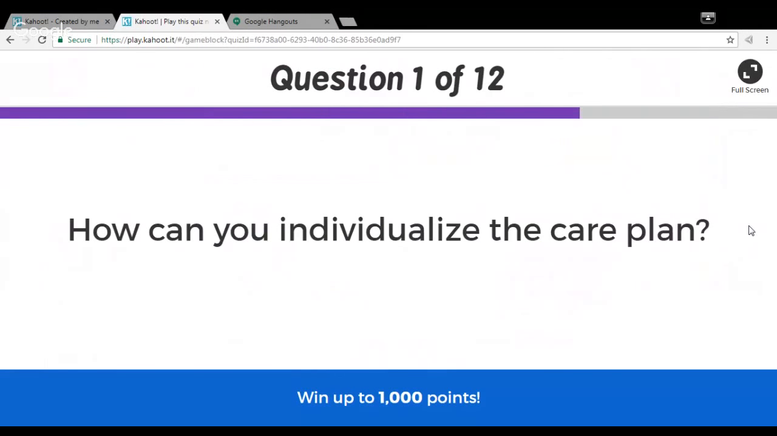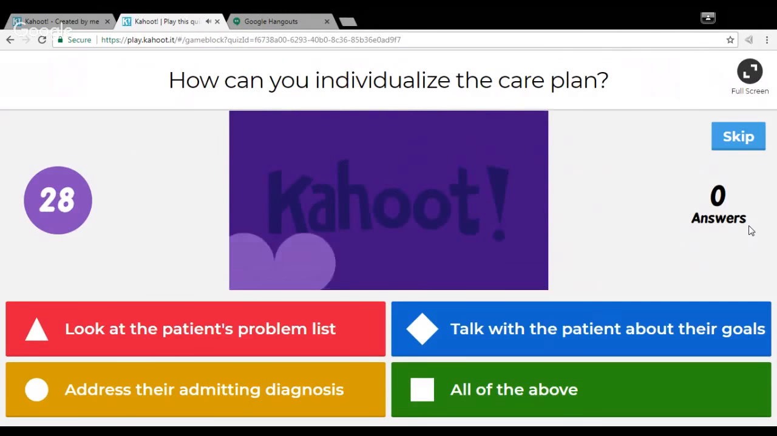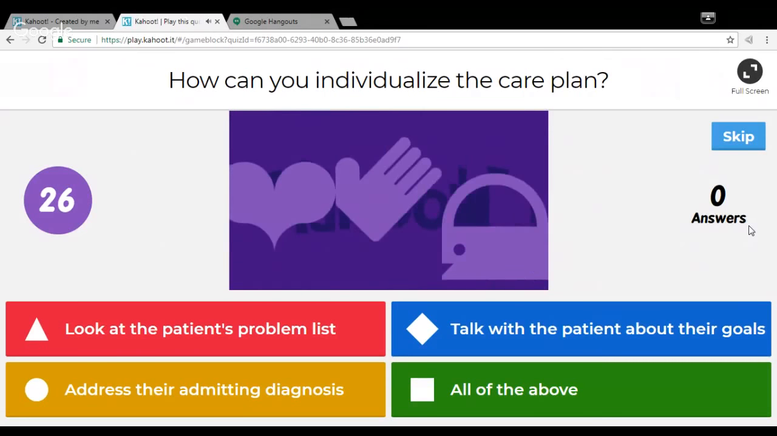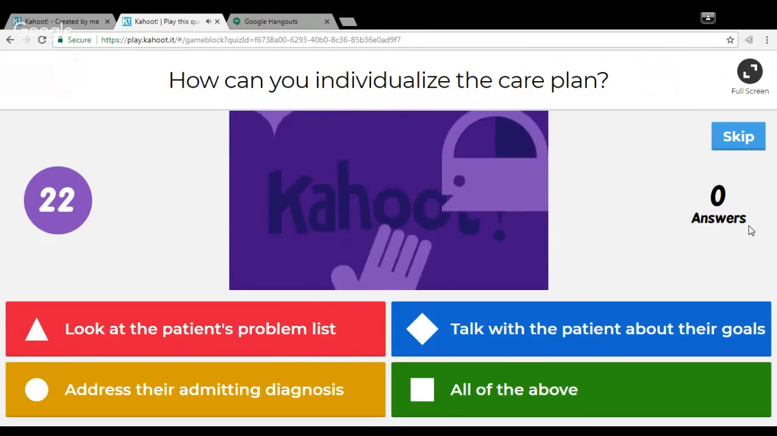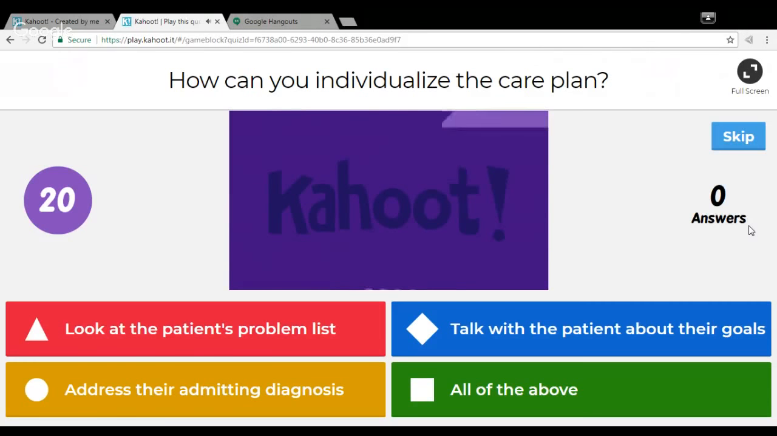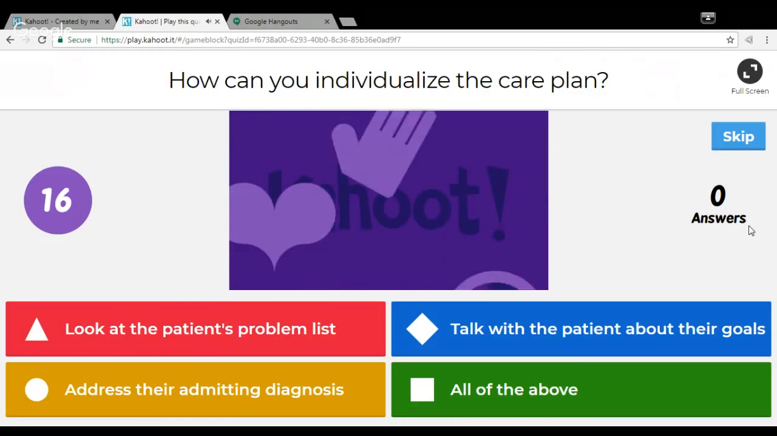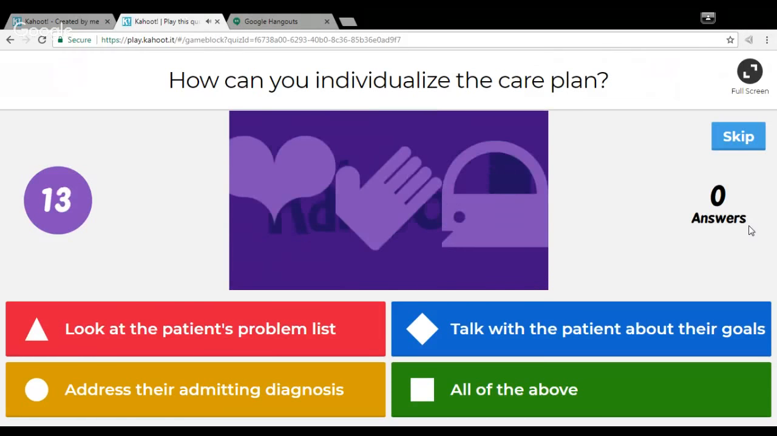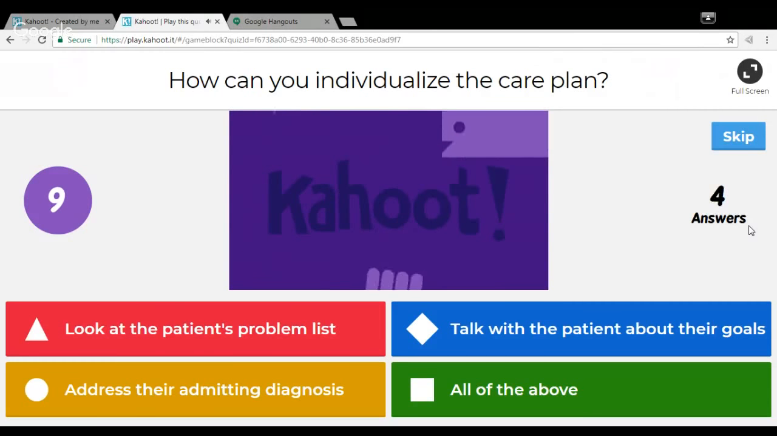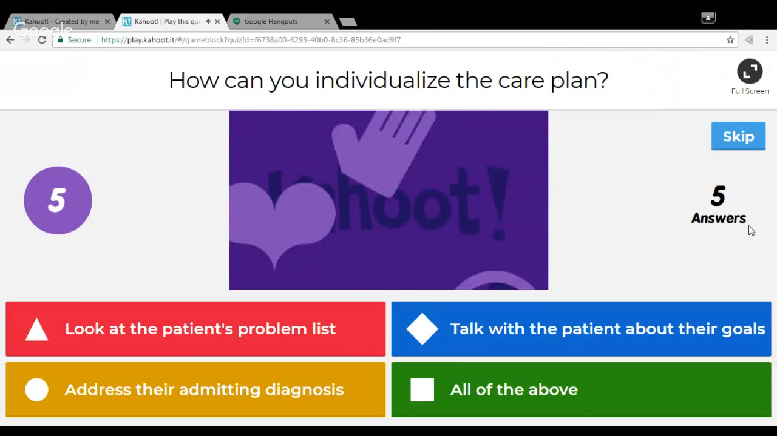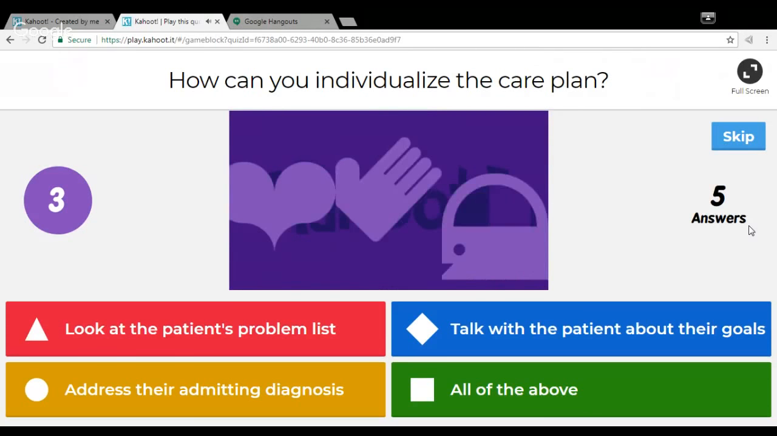So how can you individualize the care plan? How can you individualize that care plan? You look at the patient's problem list, address their admitting diagnosis, talk with the patient about their goals, or all of the above. I'm thinking this should be an easy one, this first one. Once again, we got the red, the blue, the yellow, and the green. Getting some answers in there. Who can get this one right? You guys are kind of going to have to give me an anxiety diagnosis in a little bit. Let's go. Let's get those answers in.